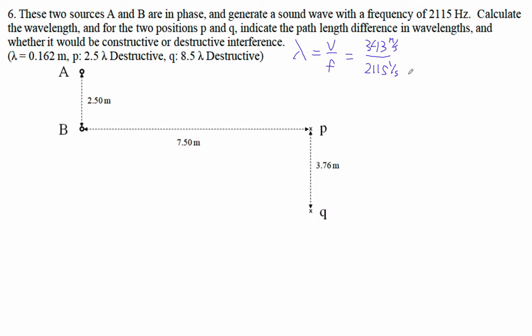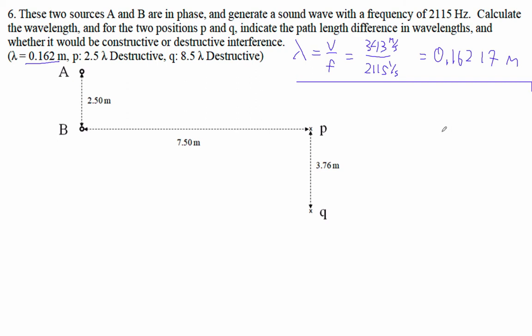This is how we get meters. This is 0.16217, I'll say. 0.16217 meters. So we've got our wavelength. That's good, right? Okay. Makes me happy to draw straight lines like that.